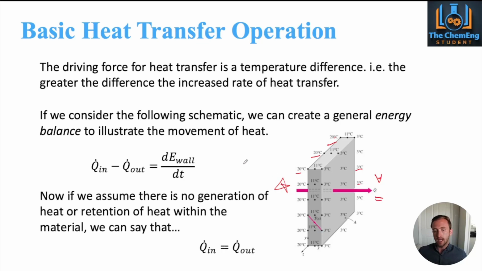Now what we are going to say here is because there is no generation of heat, and that refers to the dE wall section, or we have no heat retention within the wall, then what we can basically say is this term would basically disappear. We would bring the minus Q out across. So for steady state heat transfer operations with no generation or retention, Q in must be equal to Q out, i.e. the amount of heat that comes in must be equal to the amount of heat that leaves.